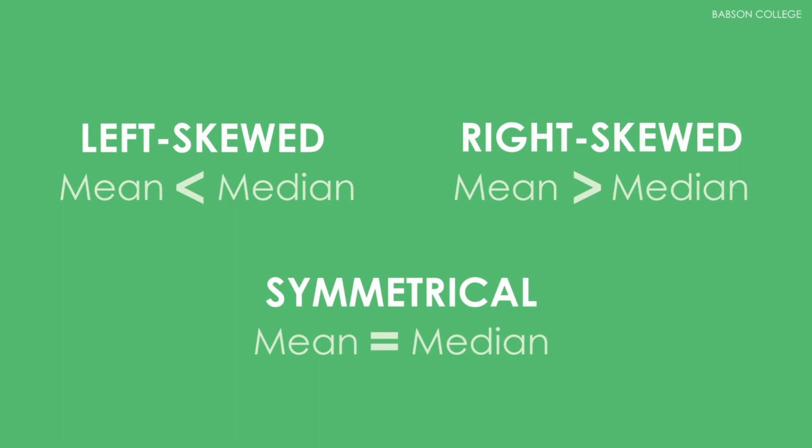Here's a little chart that may be a helpful guide. Keep in mind, comparison of the mean versus the median is not as strong an indicator of skewness as is a visual display like a histogram. You should look at both.